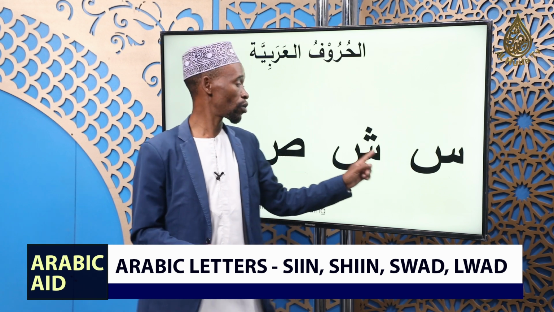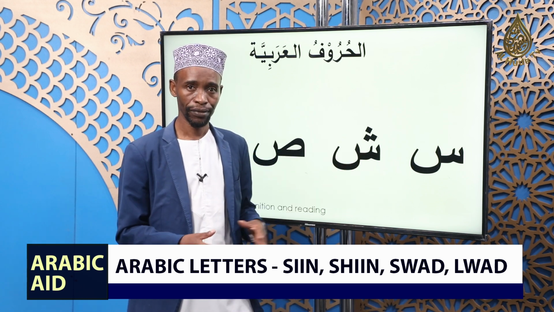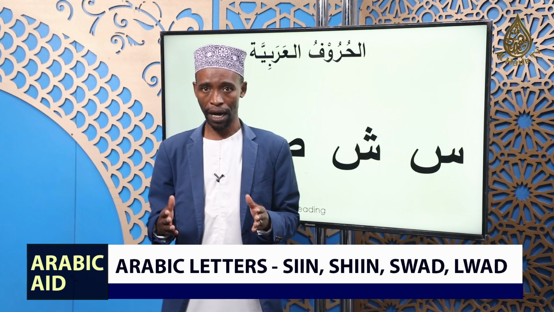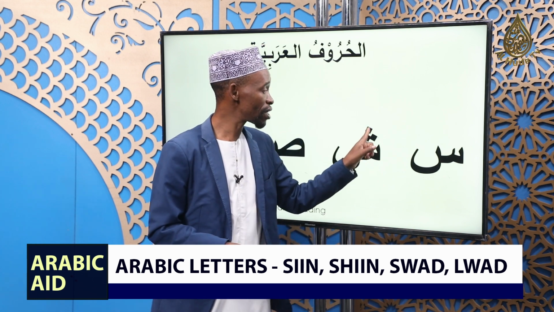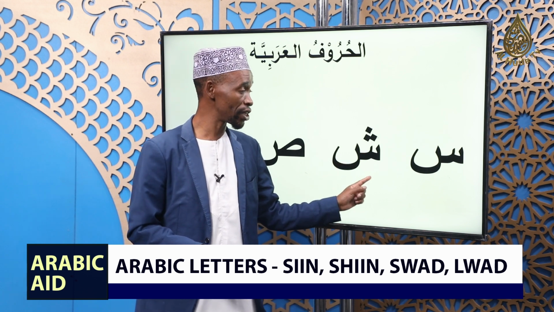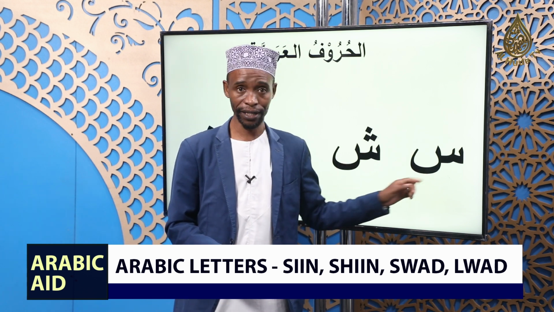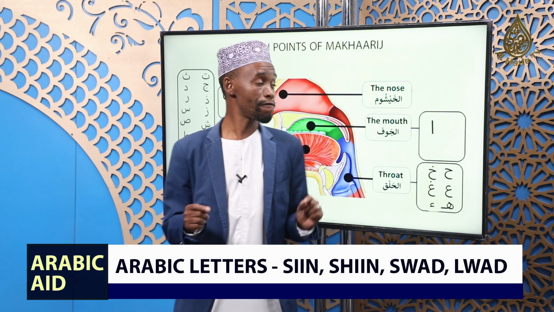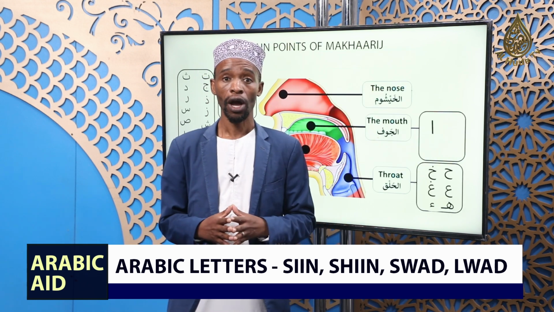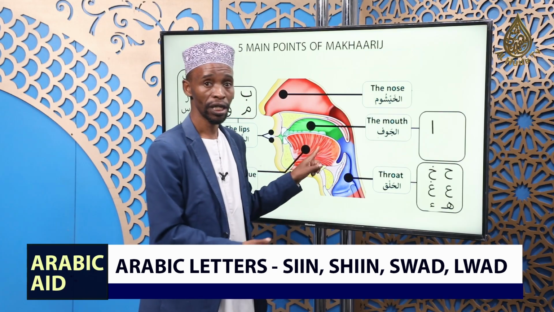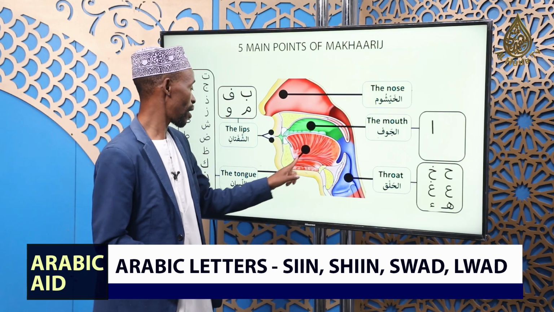Siin is followed by Shin. Shin is also a wavy shaped letter, but it has 3 dots on top of it to identify it from Siin. Where is the makhraj for Shin? On the diagram, the makhraj for Shin is at the tongue.